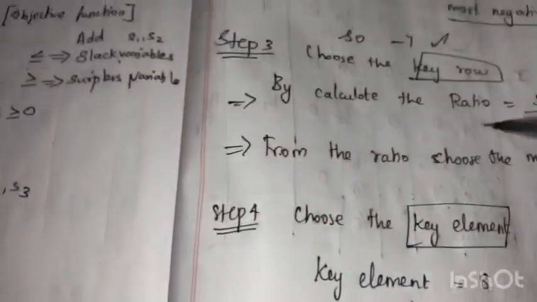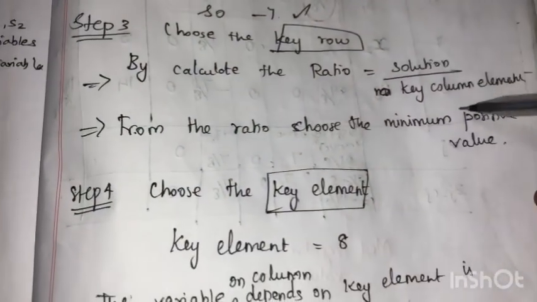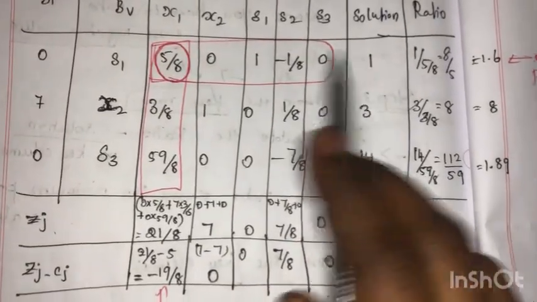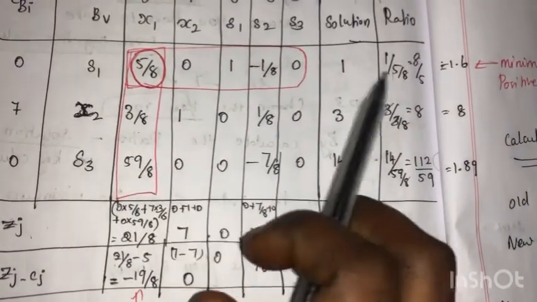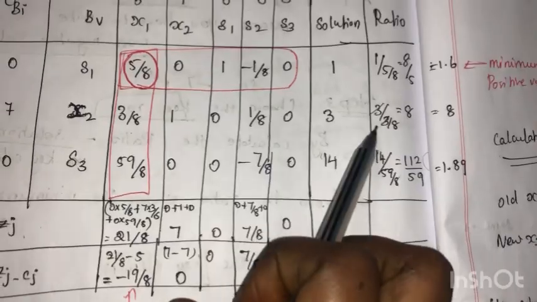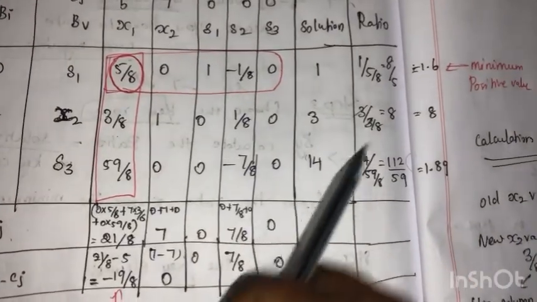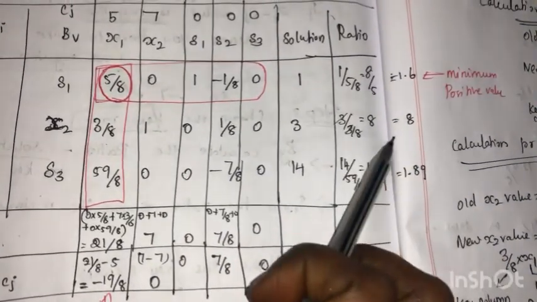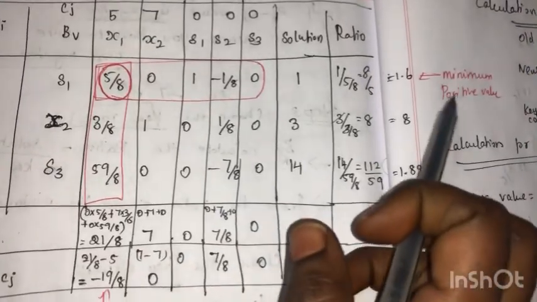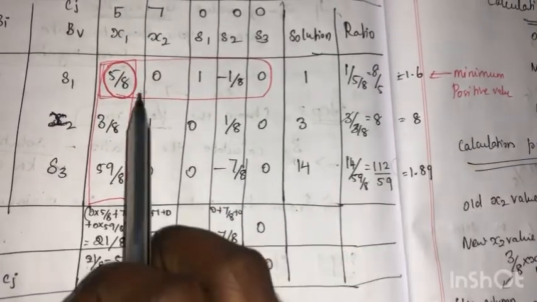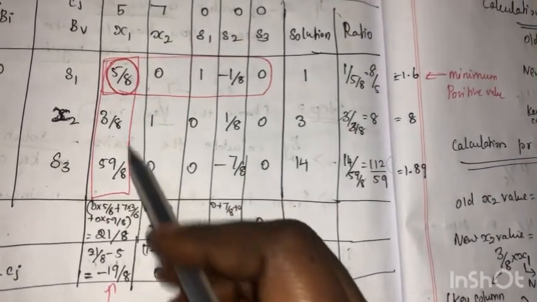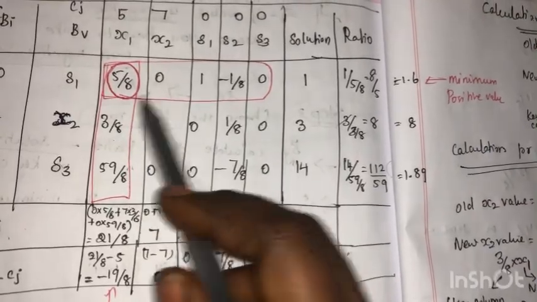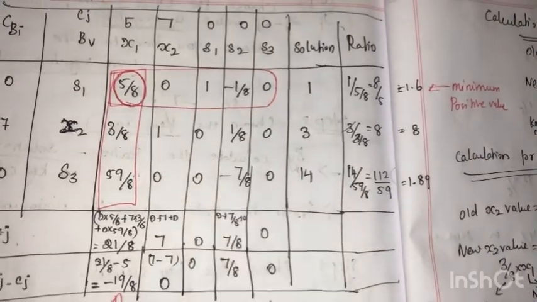Ratio is equal to solution by key column element. Here our solution is 1, key column element is 5 by 8. So 1 by 5 by 8, 3 by 3 by 8, 14 by 59 by 8. So we get the values like here. Here we are going to choose the minimum positive value. That will be our key row. The value at the intersection of the key row and the key column is our key element.